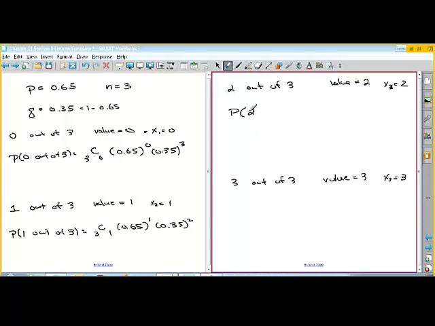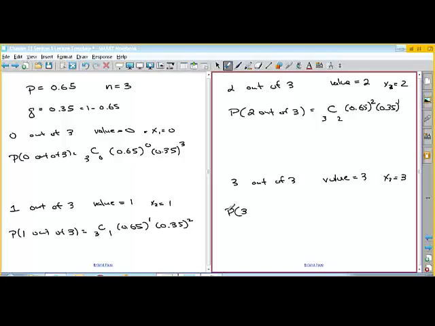The probability of 2 out of 3: so x is 2, n is 3, so it's 3 things taken 2 at a time. You take the probability of success raised to the x power, which is 2, and the probability of failure, which is the difference between these two, which is 1.